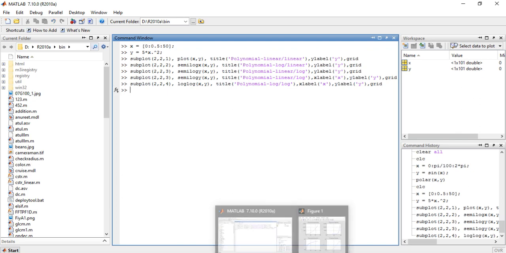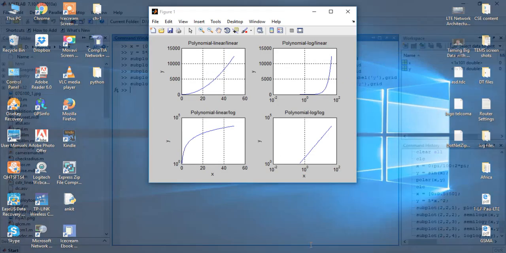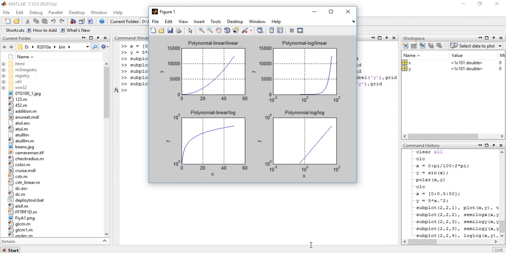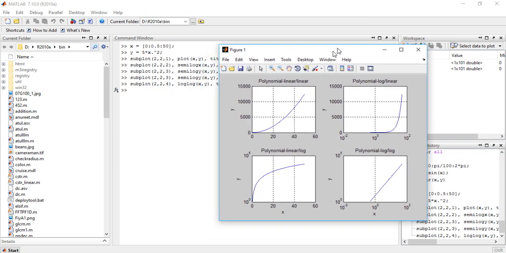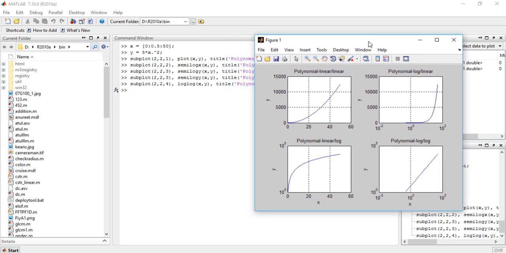So now I am going to open the figure window. This is how the four graphs, or we can say four figures, will be shown. So these are the logarithmic plots. This is the simple plot having linear x and y axis. This is our semilog x, this is semilog y, and this is loglog. So this is how you can use different commands to draw the logarithmic plots.